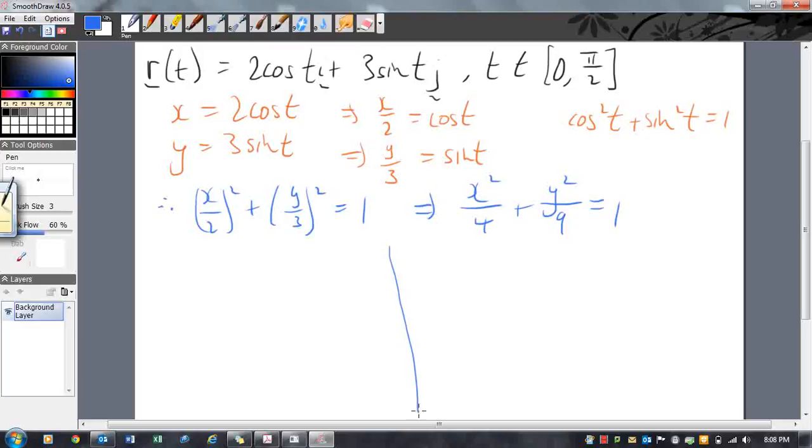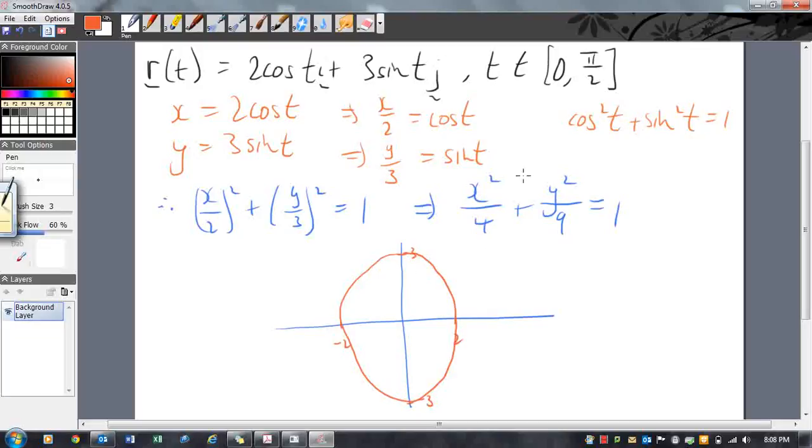Okay, now what is that shape? Oh man, that's terrible. What is that shape? What have we got? It's an ellipse. Its radius in the x direction is 2. So I'll put that there, 2. And its radius in the y direction is 3. So it looks something like this. That is terrible. It's easier for you to do than me. So it looks like that.